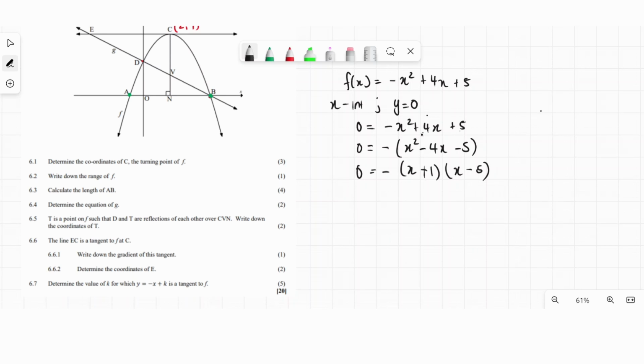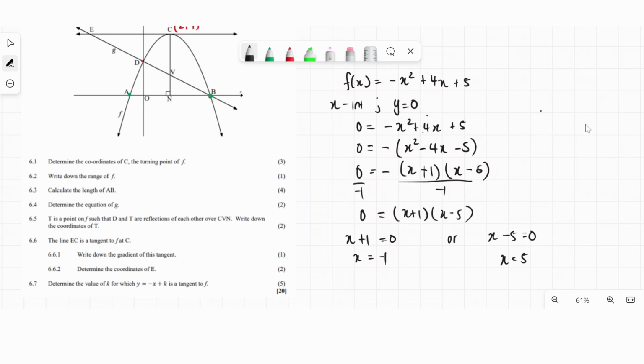Then to get rid of the negative, we're going to divide both sides by -1, so the negative and the negative make a positive, and this side is going to remain as 0. So 0 is equal to, right? Then you have your 2 intercepts. The first one, you're going to equate to 0. So x plus 1 is equal to 0, which is the same as x equals -1. And the second one, you equate it to 0 too, or take it to the other side, so x is equal to +5. Then write it in coordinate form before we determine which one is A and which one is B.